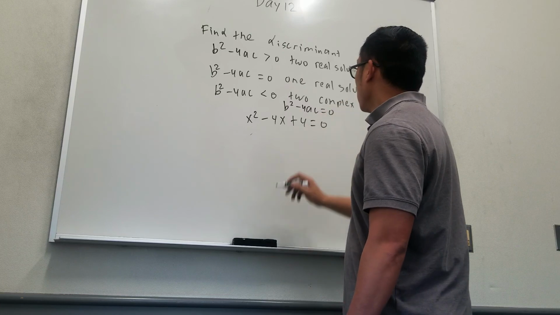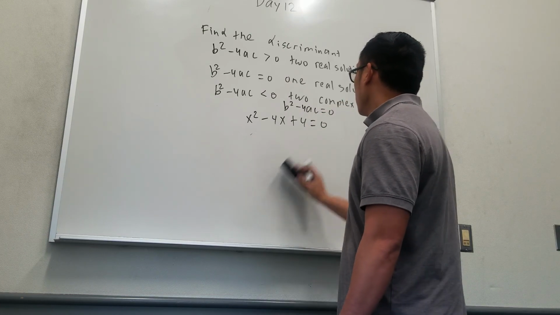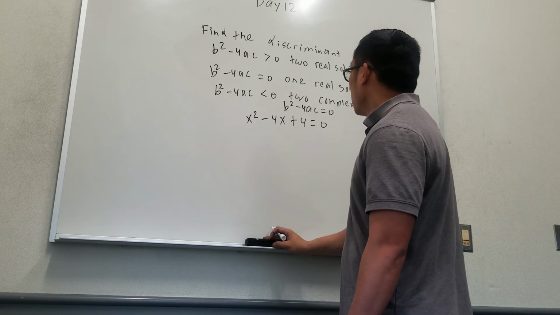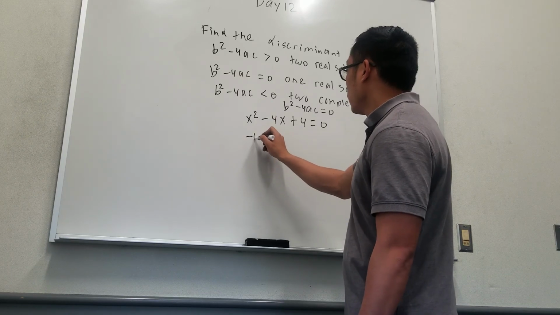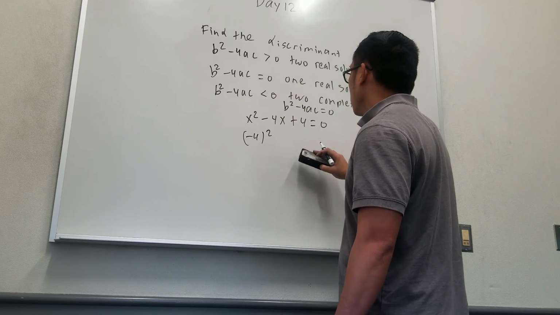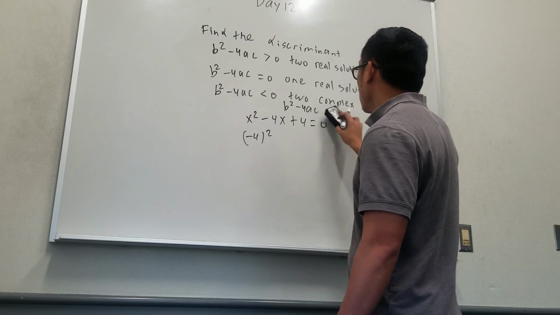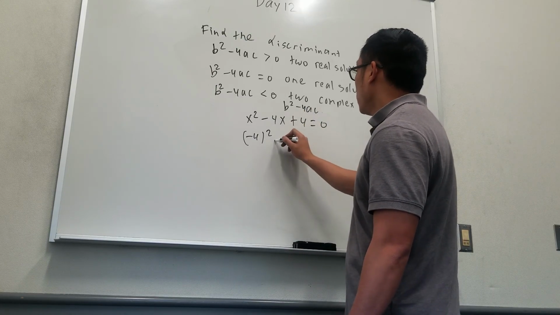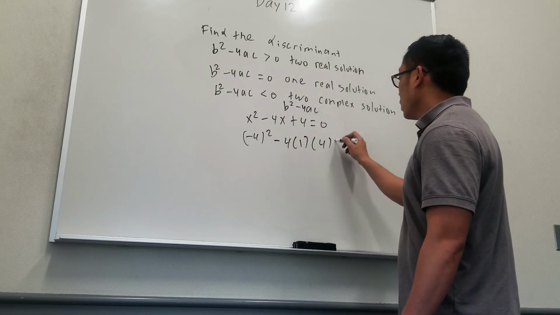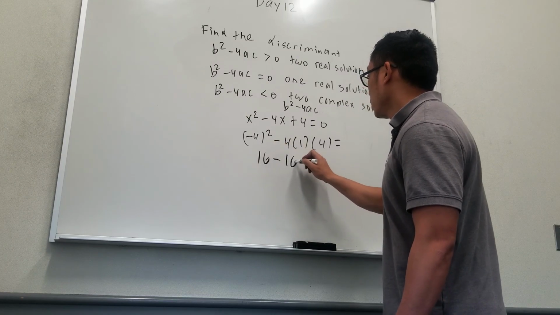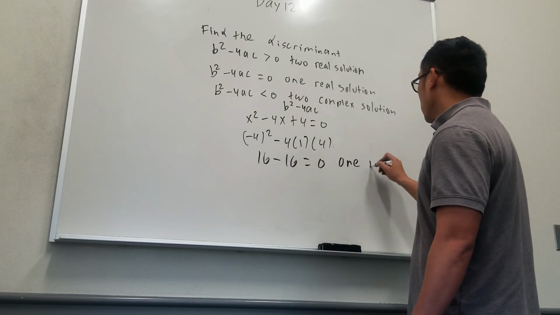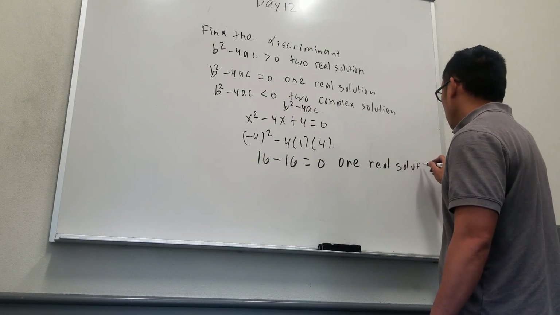And we don't even need to set equal to 0, but just to get the idea. So in this case, we just want to find how many solutions we have. So b is -4, right? Applying this formula, b squared minus 4 times a times c, right? So what do we get? This is 16 minus 16 is equal to 0. So what does that mean if it's equal to 0? You have one real solution.